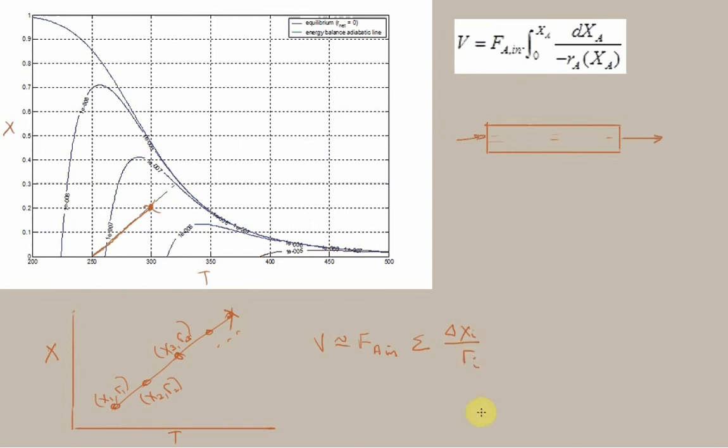And of course, to evaluate this, delta x could be, let's take this panel as an example, between these 2 points, you can say delta x is equal to x3 minus x2.